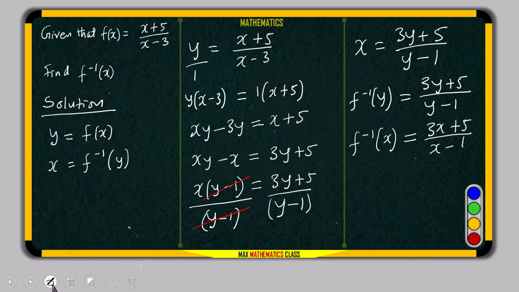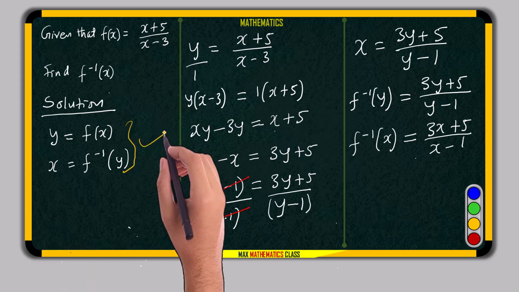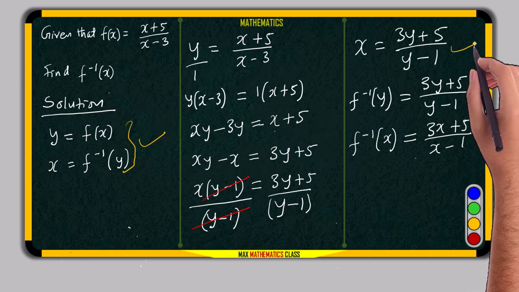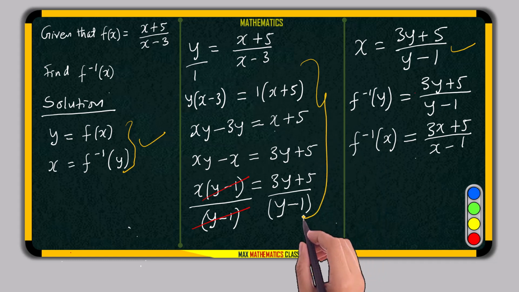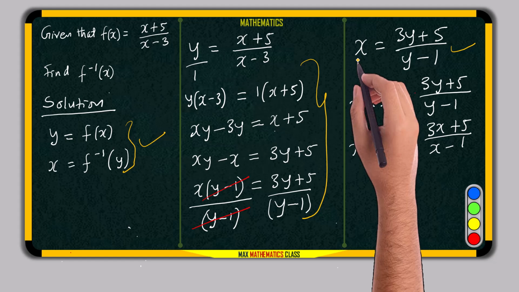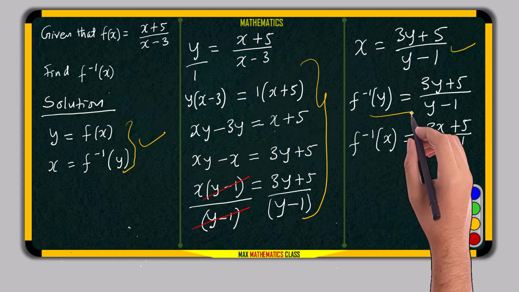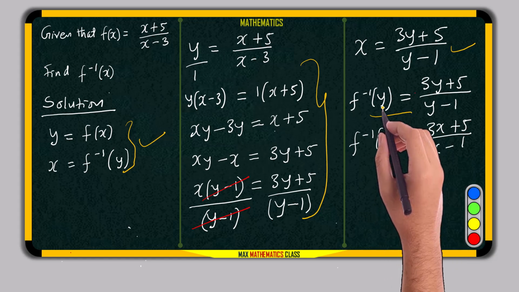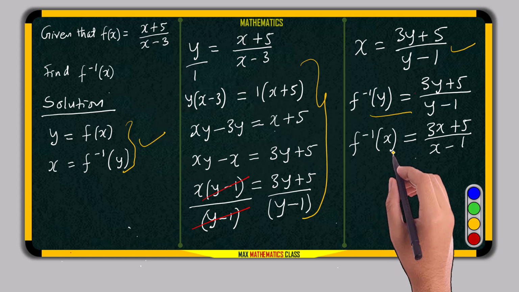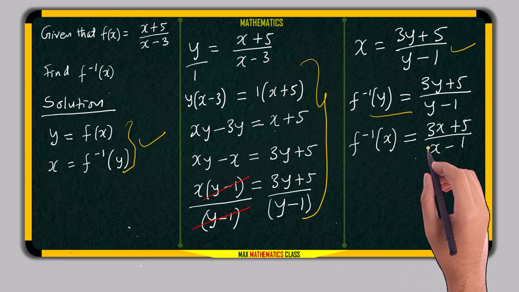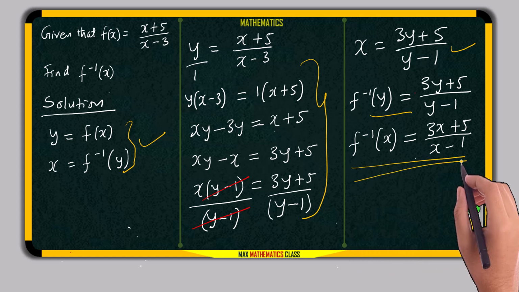So step 1. Step 1 is for us to establish this. Step 2 is for us to make x the subject of the formula from here down. Then step 3 is for us to substitute for x with inverse of y. Step 4 is for us to substitute for y in the function. So that will automatically give us the inverse of x we are looking for.